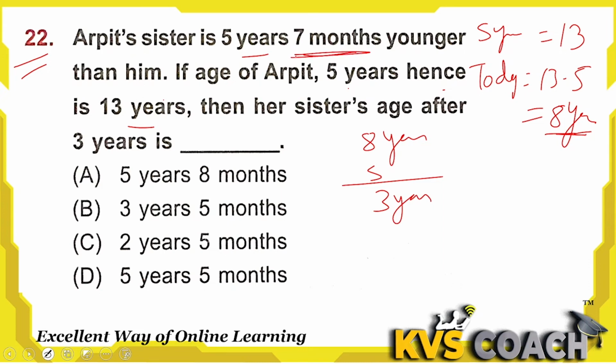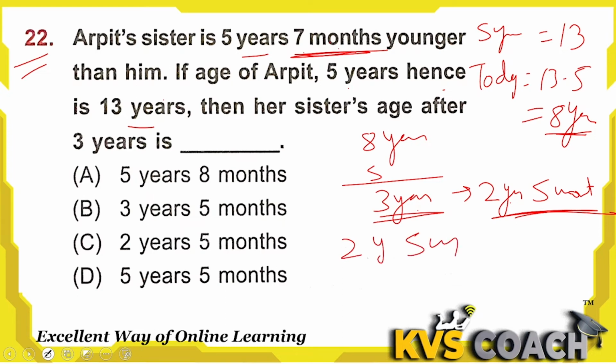Okay, now they are talking about months, so we will change a year into months. So it will be 2 years, and here it is 12 months in a year, and 7 will be subtracted, then 5 will be left. So 2 years 5 months will be the age of his sister. Okay, now after 3 years what will be the age? 2 years 5 months is now. Then after 3 years it will be 5 years 5 months. Okay, got it? This is how we will calculate this.